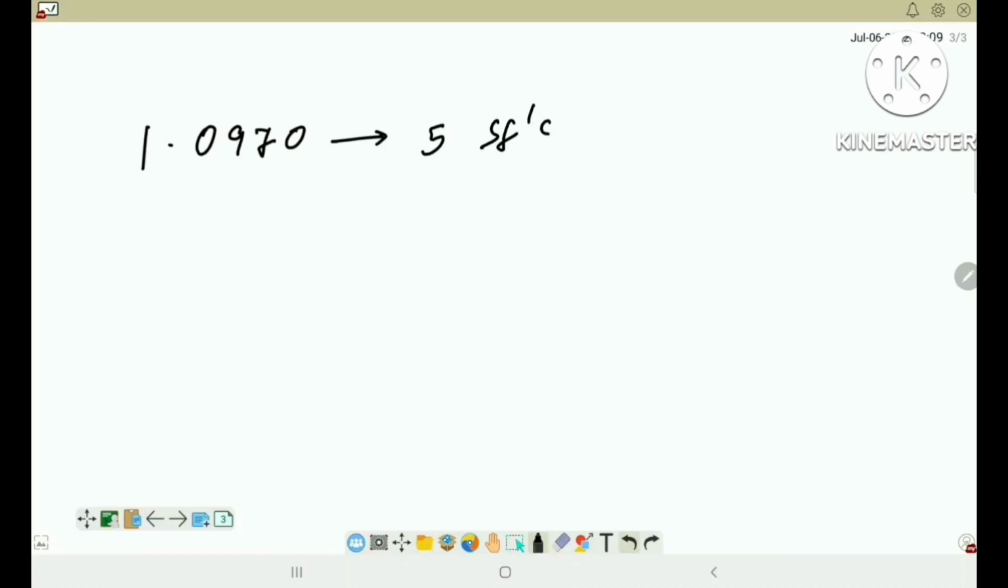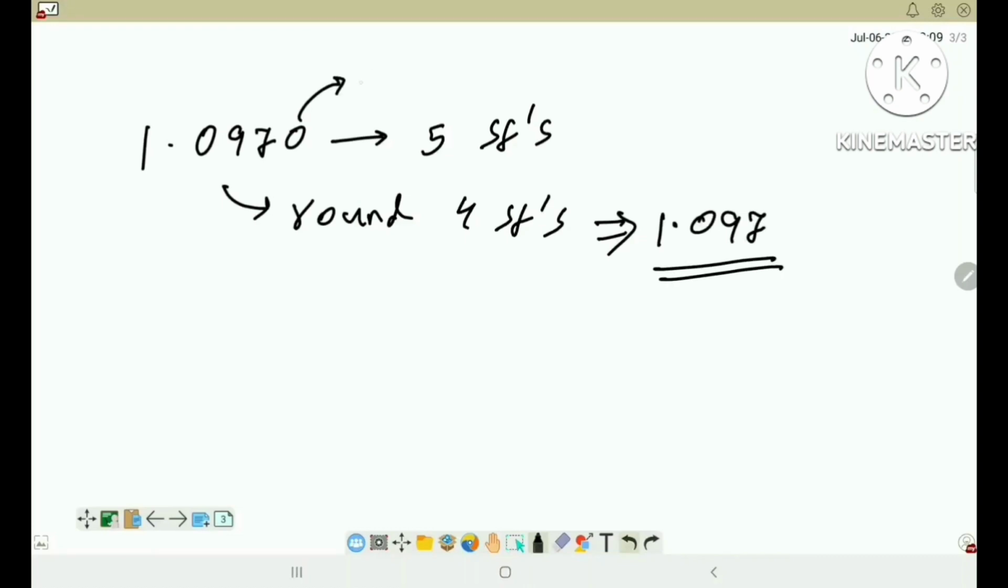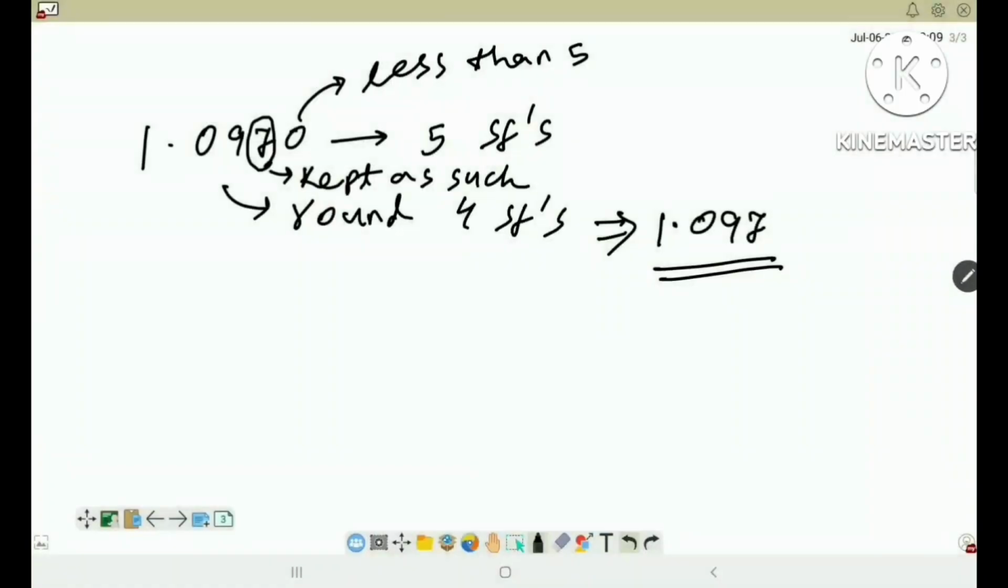If the given number is 1.0970, it has five significant figures. What are they? They are 1, 0, 9, 7, 0. Here 0 is at the end of the number and 0 between two non-zero digits. So this number has five significant figures. If we are asked to round it off to four significant figures, then it will become 1.097, because the last one, 0, is less than 5. So the penultimate digit 7 is kept as such. Okay, let's see rounding off in detail.